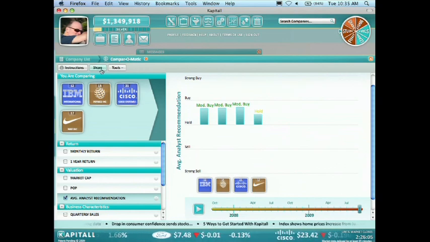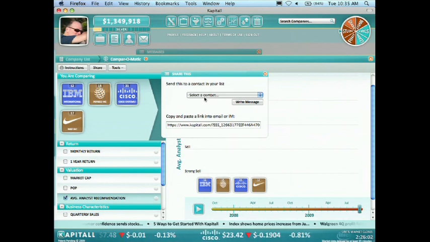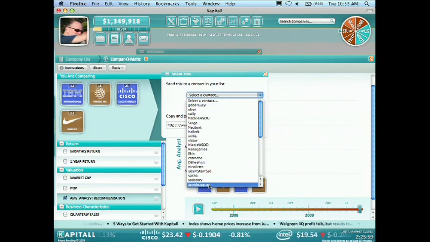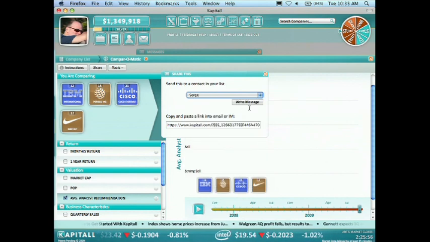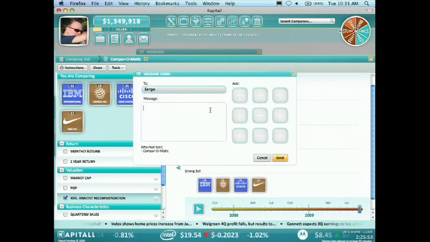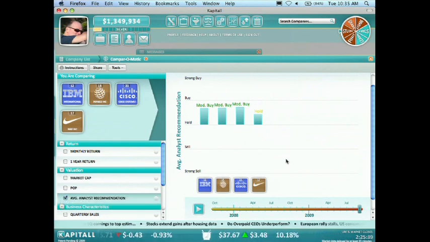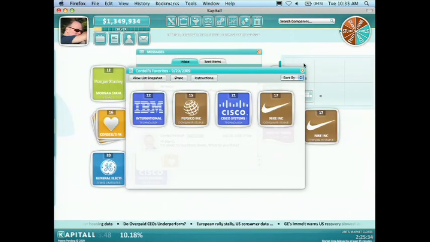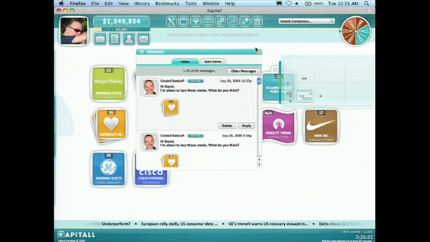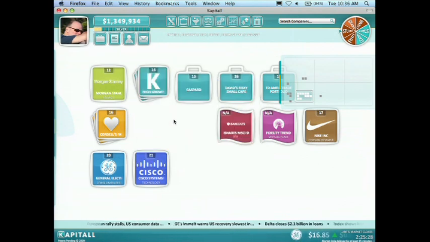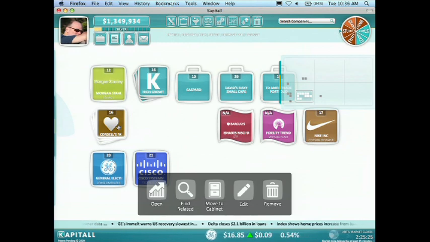Now, one of the things I want to do is send this with our collaboration. I'm going to send this back to Cordell. Actually, I'll just send it here to Serge. And what I'm going to do is tell him that the one I like the most is Cisco. Then he's actually going to get an exact replica of the analysis I did. He's going to get an exact picture of that movie you saw us run, of the different stocks and kind of how they moved. I probably would have given him a longer message about why I liked Cisco and things like that.